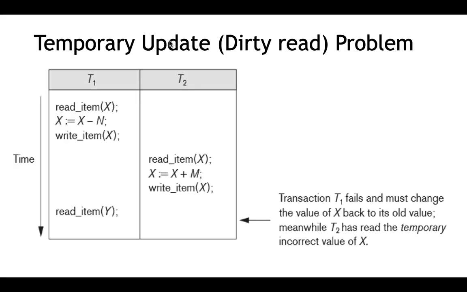Going to the next problem, it's the temporary update or dirty read problem. Over here item X was read, you reduced a value N from X, and write item X occurred. To understand this, you need another example. Imagine you are buying something from Amazon, you clicked it and it is added to your cart, and you have reached the checkout process, and you just need to enter the OTP.